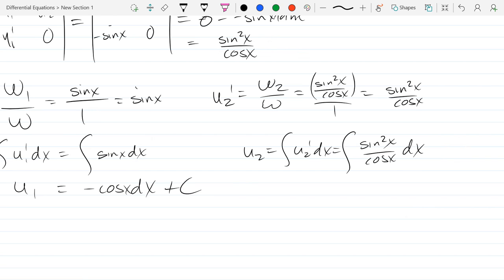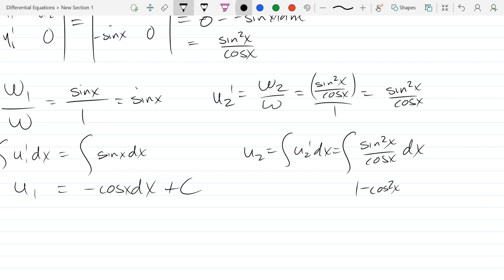Use the identity and switch sine squared x to 1 minus cos squared x. Sounds good to me. I don't really see a u sub that will work. If I go with cosine, the derivative is sine, not sine squared, so that's not going to help. If it was just sine over cos, I could make that move, but that's not going to work. So let's rewrite. We'll go algebra. So sine squared is 1 minus cos squared over cos.